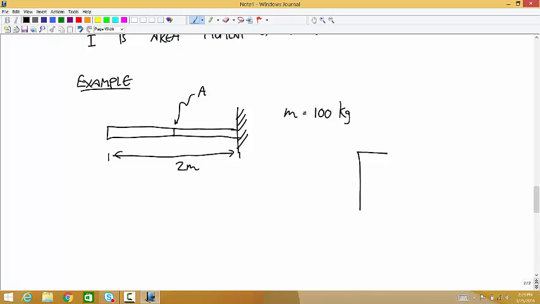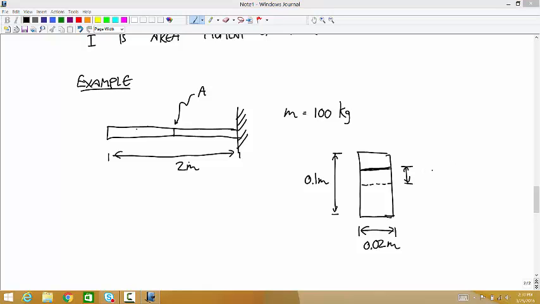And if we look at the cross section, it looks like this, where let's say that's 0.1 and this is 0.02. And this isn't enough information to decide where we're going to calculate this stress. So let's also say if that's the neutral axis, the line of points where we want to calculate stress tensors is right here. So this distance is 0.025.